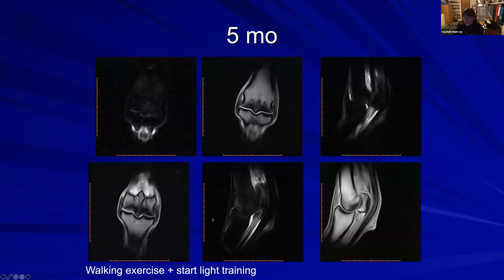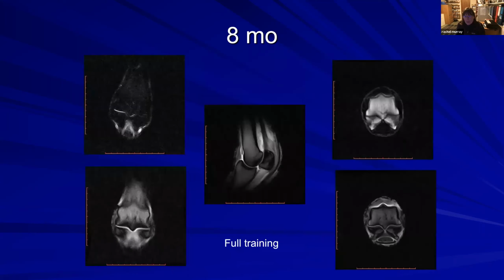So the horse is in light training, and we want to know, if the horse is in light training at this point, does the fluid signal increase or decrease? Because if it increases, we're going ahead too quick. If the bone is coping with it, then we can keep the horse going. So at 8 months, the horse was in light training, and at that level of training, we've got resolution of the fluid signal, we've got filling in of the area that we were concerned about, and the horse was then put into full training. So this helped us make decisions on our exercise as we went through.